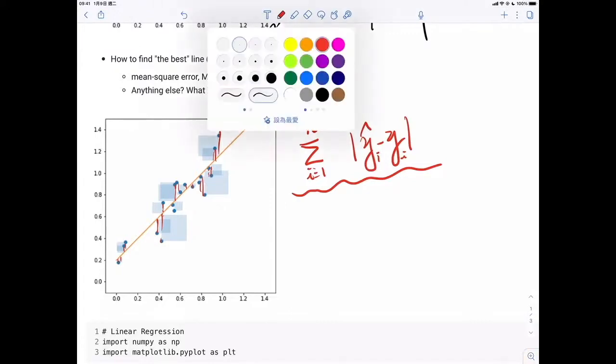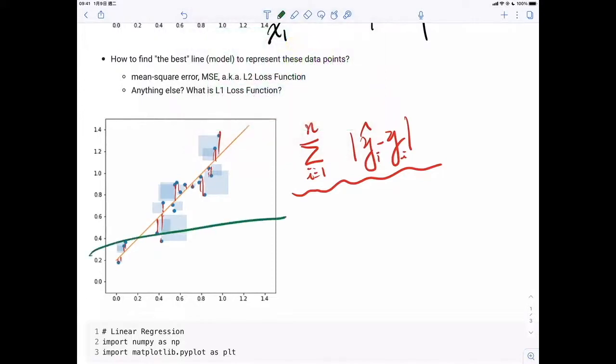If you draw another line right here, that is your model 2, and calculate the difference. As you can see, the difference is much larger than the orange one, right? So we use a very simple mathematical function, which is the difference between y and y hat and the summation of them. Maybe you can divide it by n. So we can calculate a number.